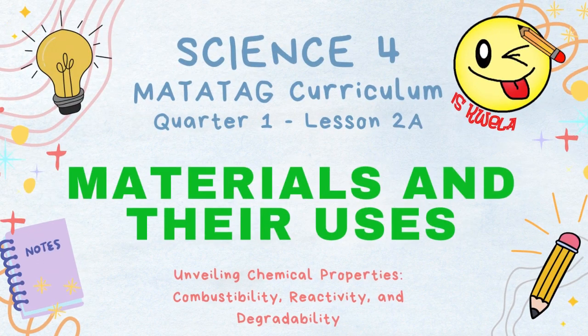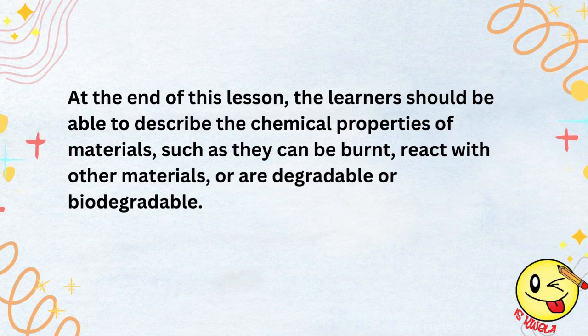Science 4, MATATAG Curriculum, Quarter 1, Lesson 2A: Materials and Their Uses. Unveiling Chemical Properties: Combustibility, Reactivity, and Degradability. At the end of this lesson, the learner should be able to describe the chemical properties of materials, such as they can be burnt, react with other materials, or are degradable or biodegradable.